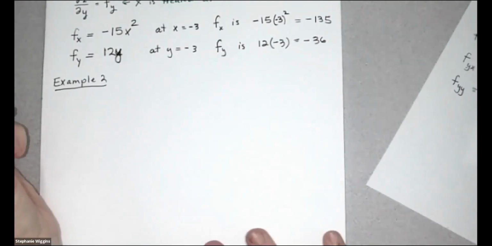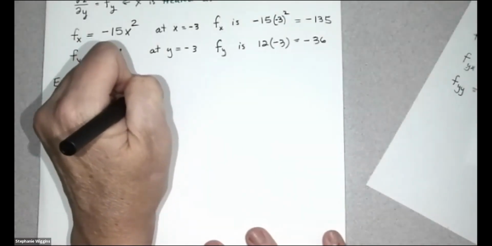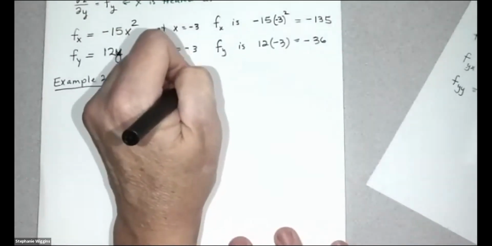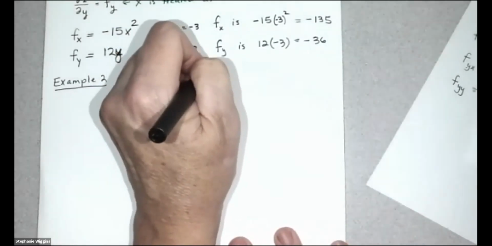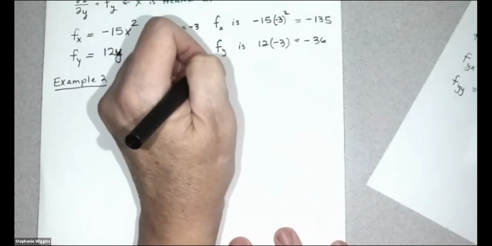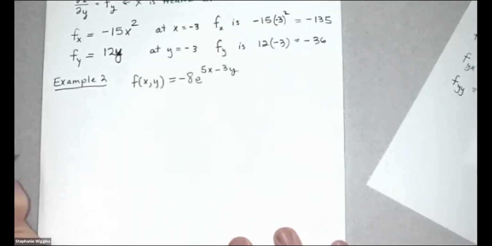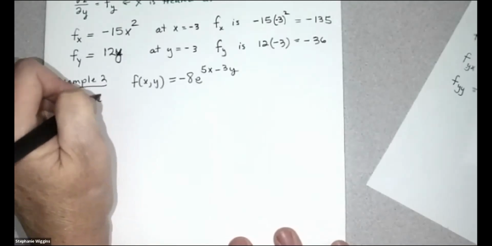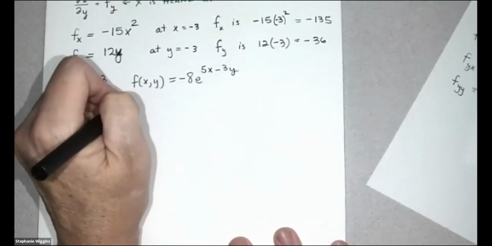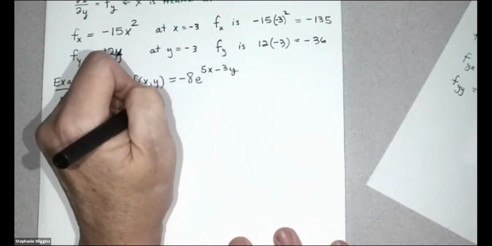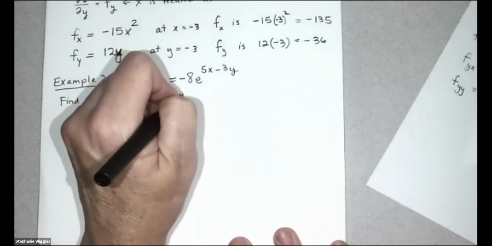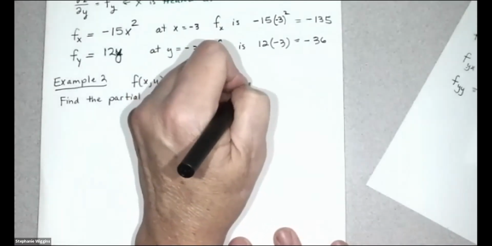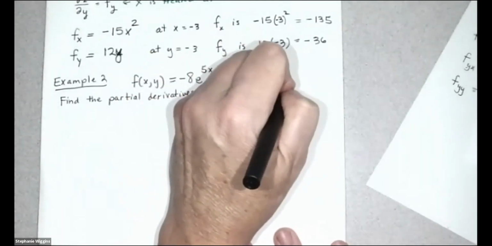So this time we have f(x, y) given to us as negative 8e to the 5x minus 3y. And we want to find the partial derivatives evaluated at (1, 0).